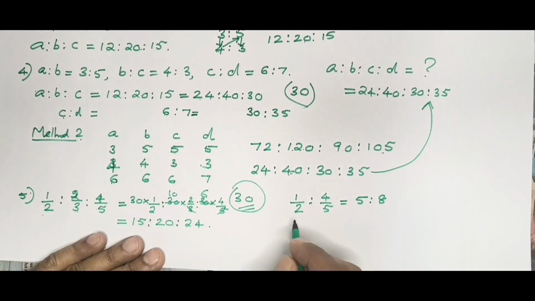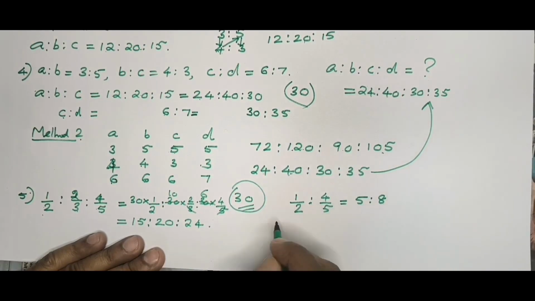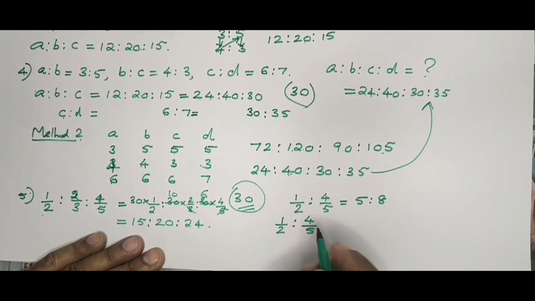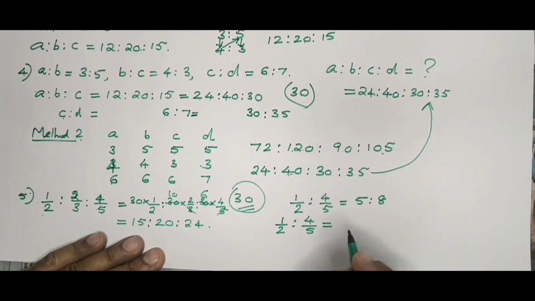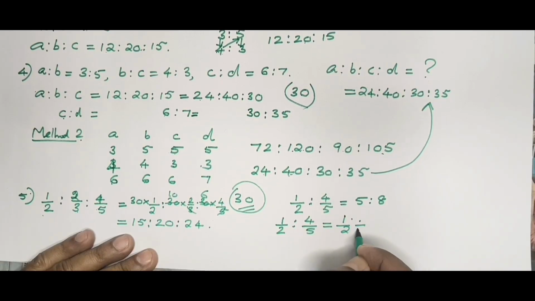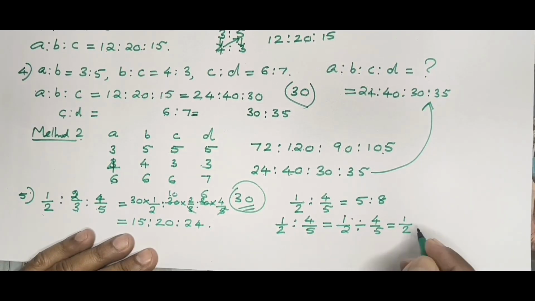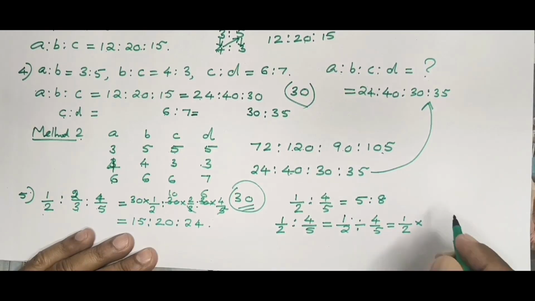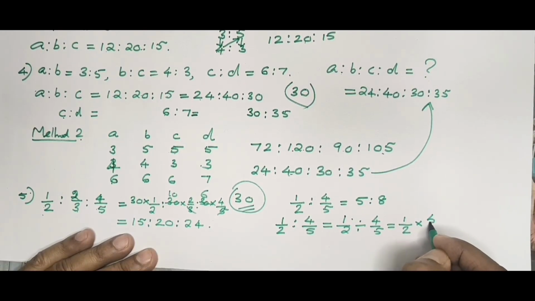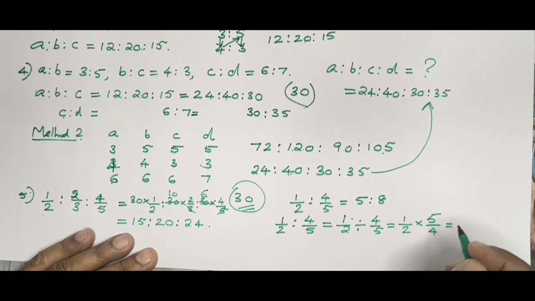Actually, how do you get it? What is the meaning of this? I'll show you the basic idea here. 1 over 2 is to 4 over 5. The meaning is A is to B means A divided by B. So what do you have? 1 over 2 divided by 4 over 5. And to divide a fraction by another fraction, you take the reciprocal of the second fraction, which is 5 by 4. Now on simplifying, what do you have? 5 over 8. Can you see that?